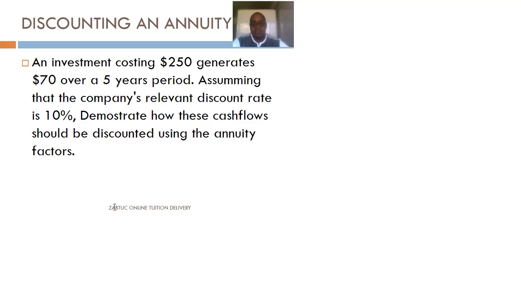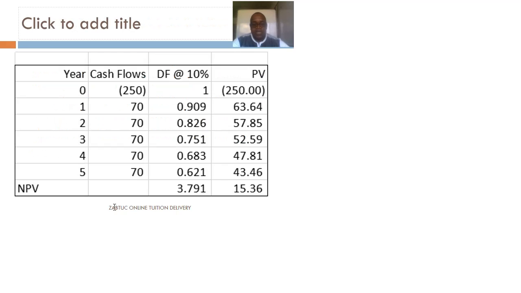Let's take an example to illustrate this. We have an investment here which involves $250, and which generates an equal amount of $70 over a 5-year period. So this investment will generate what we call an annuity. So then, how do we discount this figure? Well, 2 approaches. One can argue that I can still do what we have done before. So we can discount these cash flows one after another, and get 15.36.